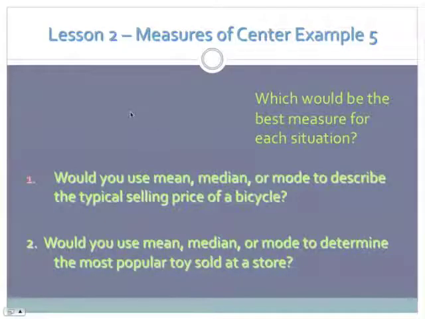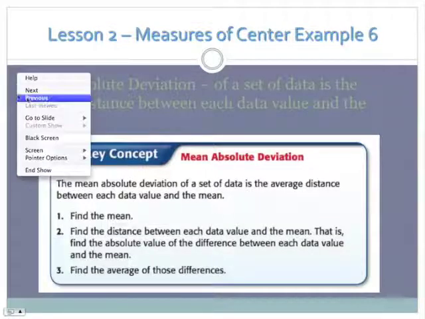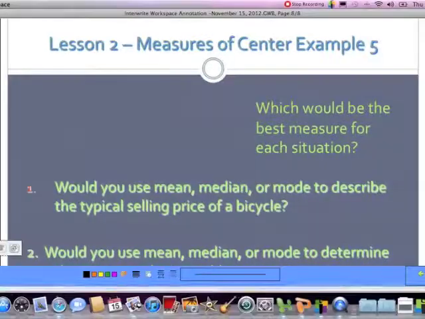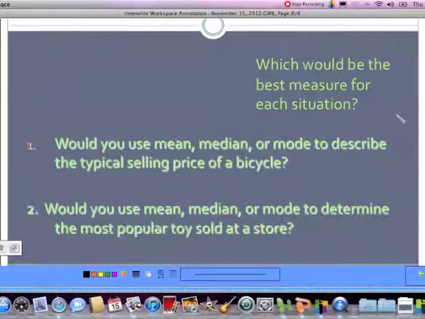All right, guys, our last example that we are going to cover in this lesson is example 5. It says, which would be the best measure for each situation? Number 1 says, would you use mean, median, or mode to describe the typical selling price of a bicycle? Looking at this, which measure of center, mean, median, or mode, would best describe the typical selling price of a bicycle? I want you to notice the word typical.